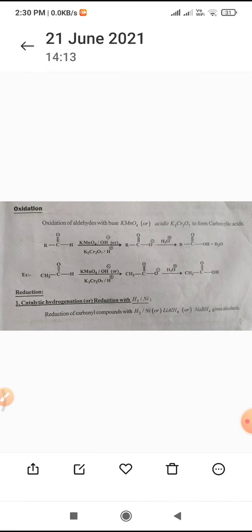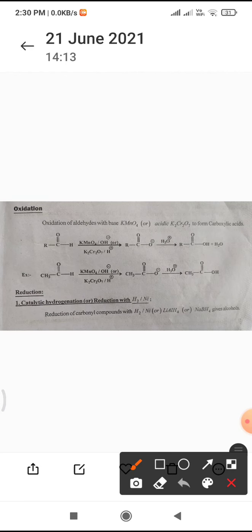Today I am going to discuss the topic chemical reactions of carbonyl compounds. The first chemical property is oxidation reactions. What are oxidation reactions? Oxidation means addition of oxygen atoms or removal of hydrogen atoms, and is called an oxidation reaction.